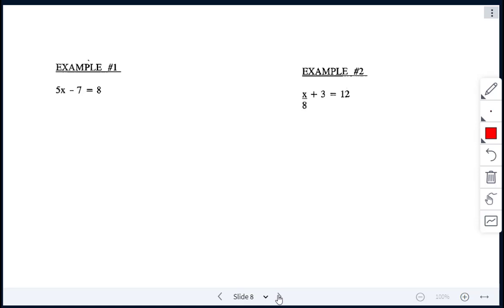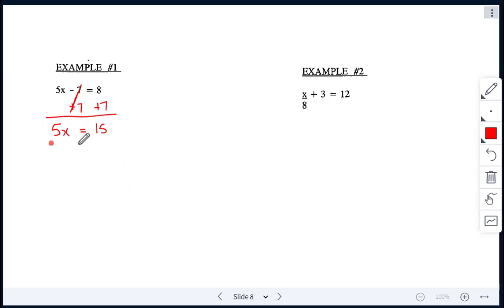We have 5x minus 7 equals 8. So the rule states we have to do any addition or subtraction first. So here we have minus 7. So we would do the opposite of that first, which is to add 7. We've got to do it to both sides. Negative 7 plus 7, that leaves us with 0. So on the left side, we're left with 5x. And on the right side, we have 8 plus 7, which is 15.